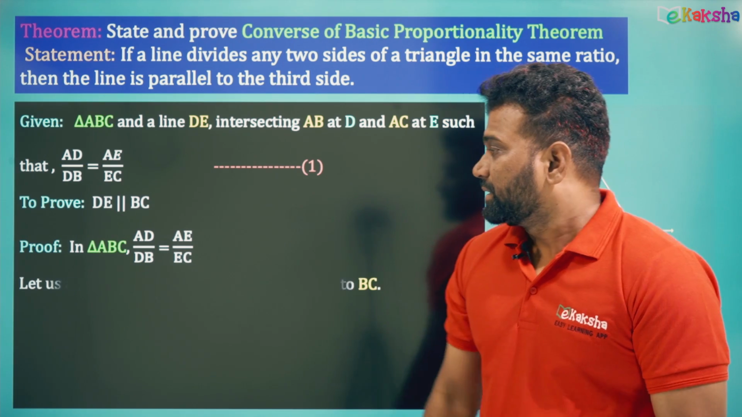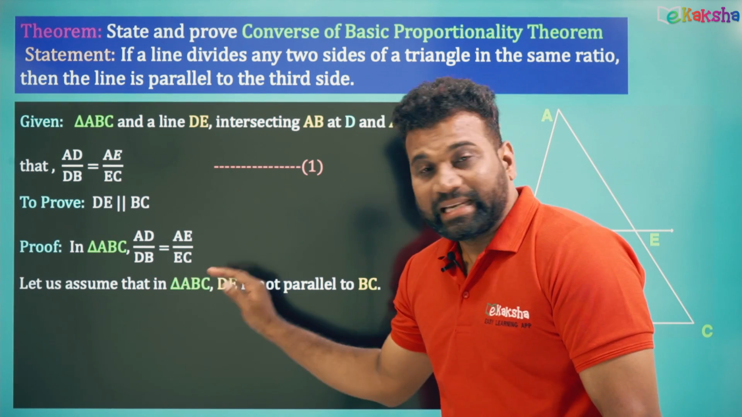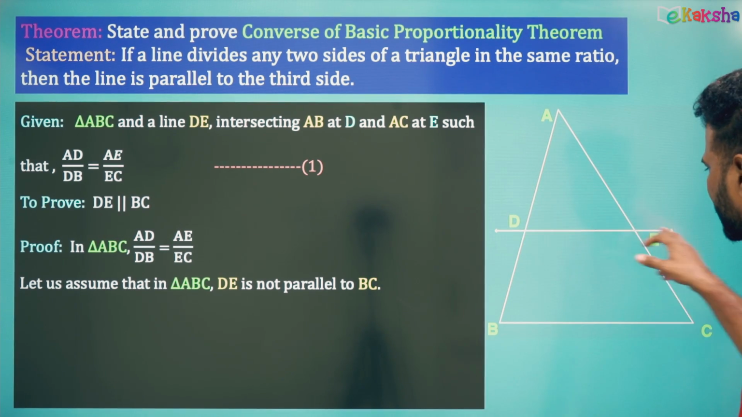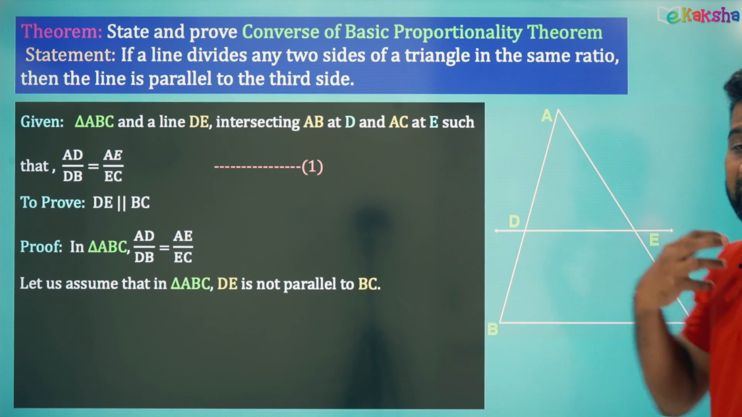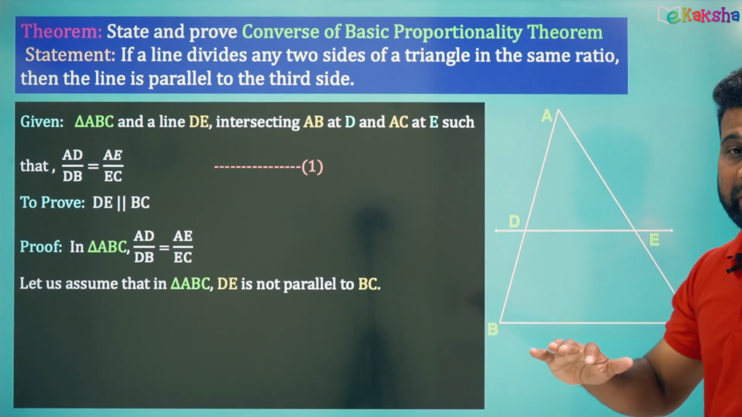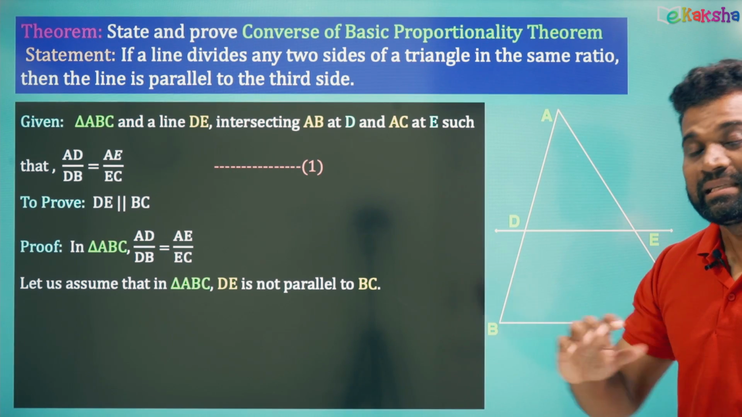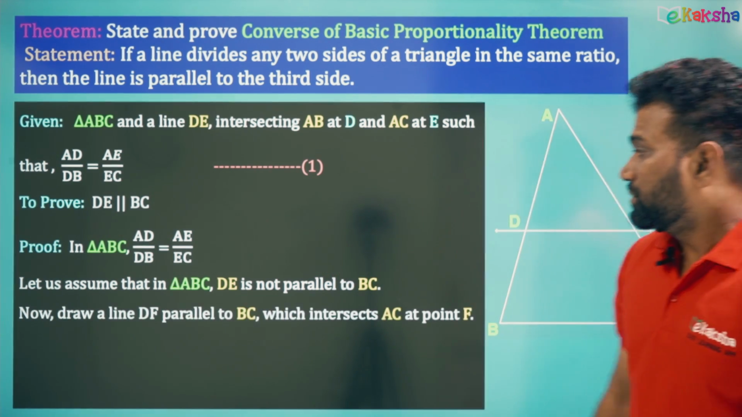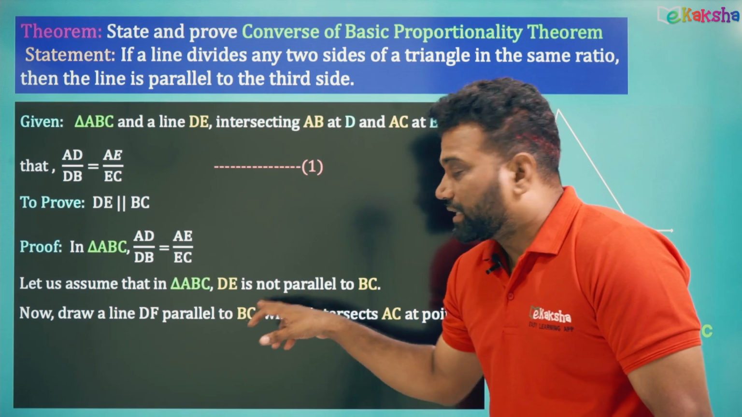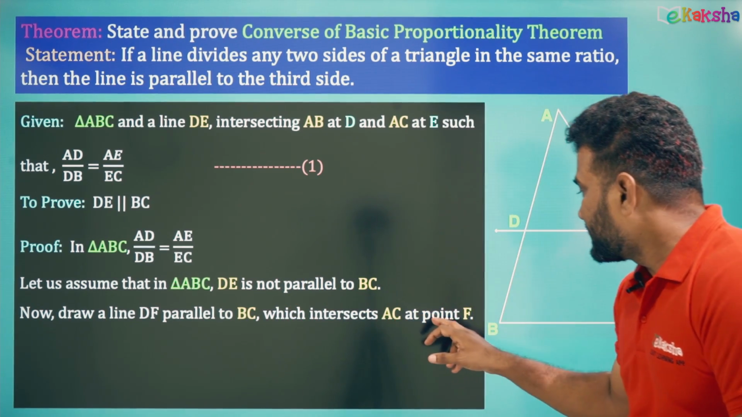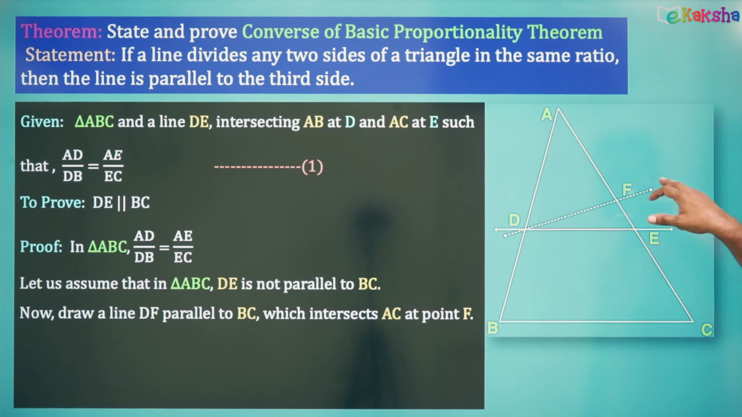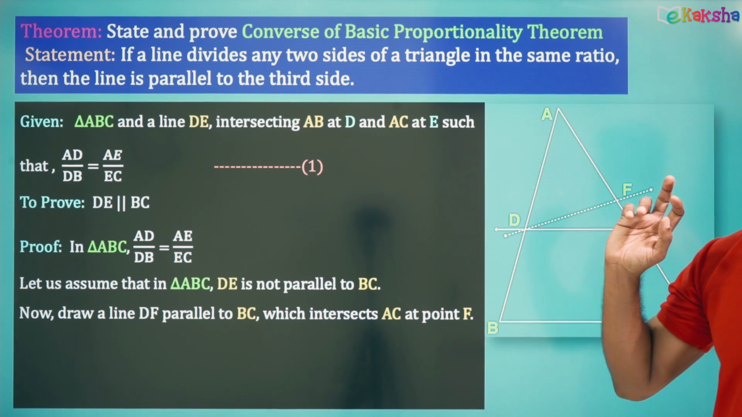This we know. Let us assume that in triangle ABC, DE is not parallel to BC. Anyhow we need to prove DE parallel to BC, but here we are assuming DE is not parallel to BC. So in that case, there must be a parallel line. So draw a line DF parallel to BC which intersects AC at point F. Let's draw. Here we drew DF parallel to BC which intersects AC at F.